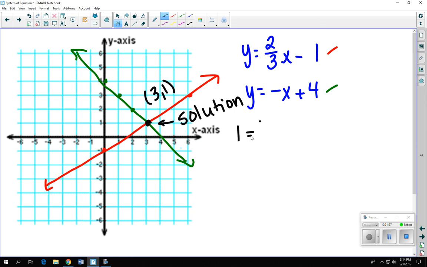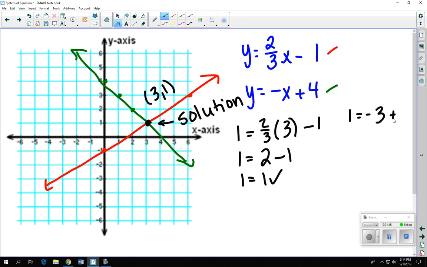1 is equal to 2/3 times 3 minus 1. 1 is equal to 2 minus 1. 1 is equal to 1. That checks out. But for the system to work, we need to make sure both of them are correct. So I'm going to have 1 is equal to negative 3 plus 4. And 1 is equal to 1, and it also checks itself out. Therefore, I know the point 3, 1 is the solution to this graph.